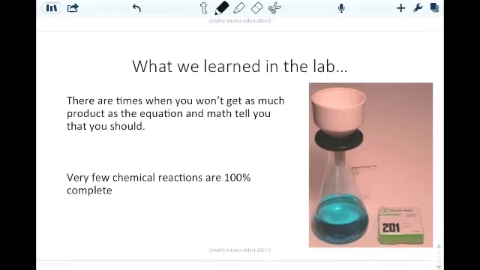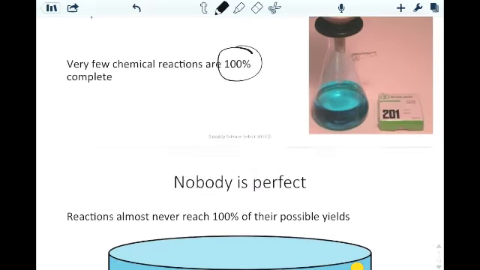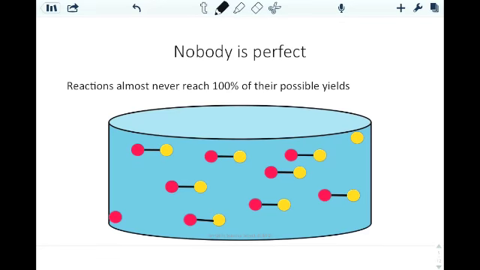We can't do anything. Now, looking in the lab, what we did, there are times when you won't get as much product as the equation and math tell you that you should. Very few chemical reactions are 100% complete. So, rule of thumb is normally we're not going to get 100%. If we get around 98, 99, we're doing really, really good. But not all reactions are going to be 100%. Nobody's really perfect, and that's the whole we're not going to get 100% thing. Reactions almost never reach 100% of their possible yield, so we're not going to get 100% of the product.